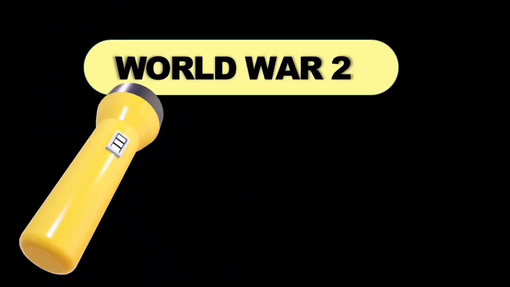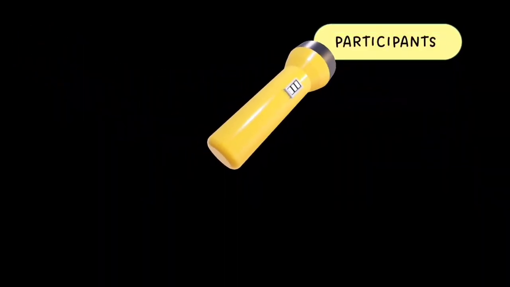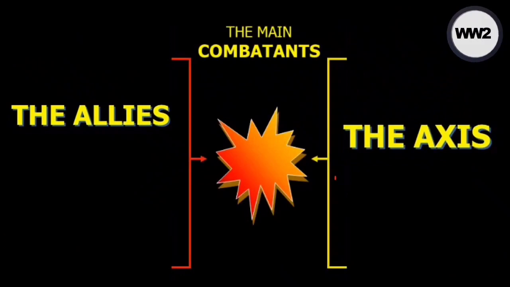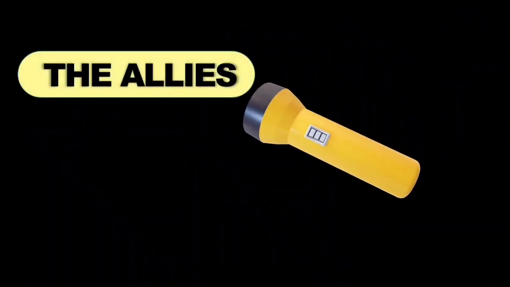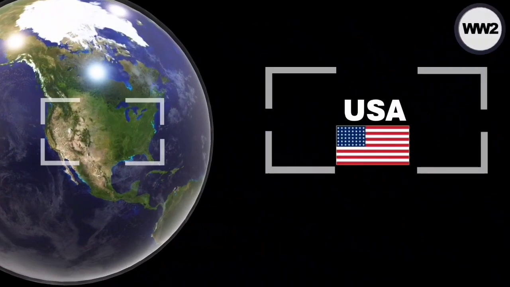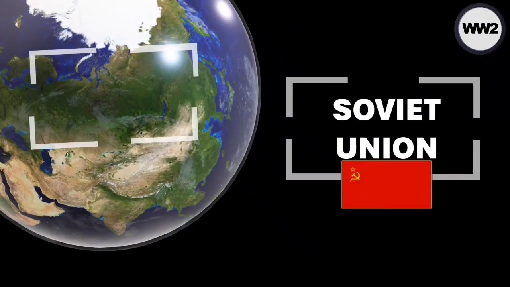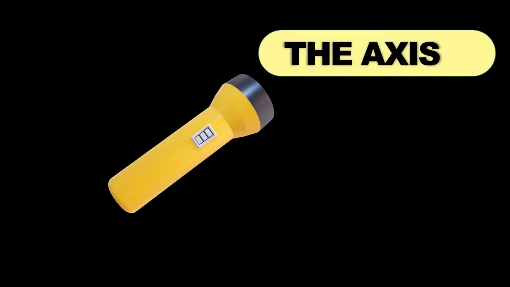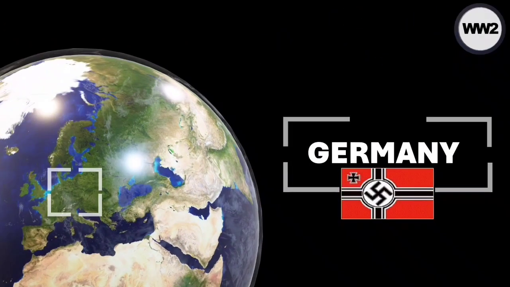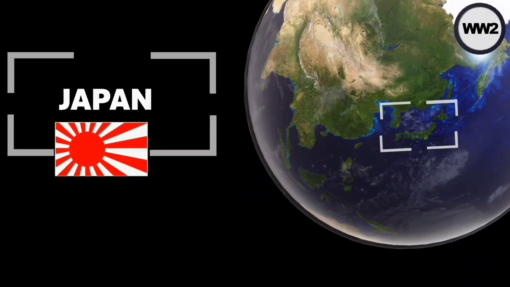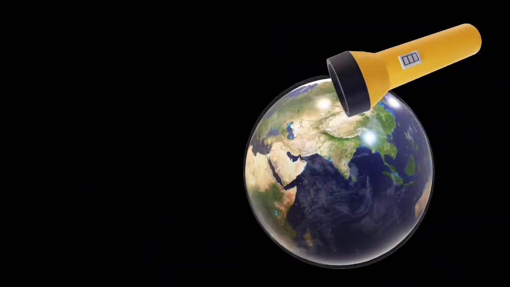A brief overview of World War II. World War II began on September 3, 1939, and it ended on September 2, 1945. On the Allied side, we have the United States, the United Kingdom, and the Soviet Union. And on the Axis side, we have Germany, Japan, and Italy.